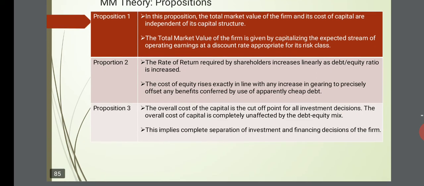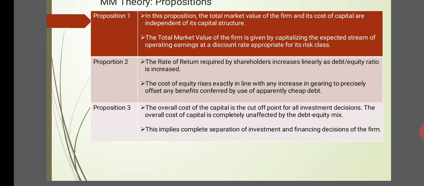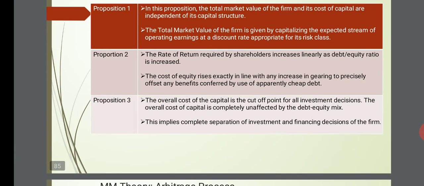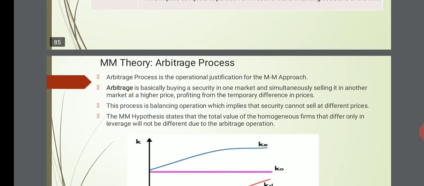Proposition 2: the rate of return required by the shareholders increases linearly as the debt equity ratio increases. The cost of equity rises exactly in line with the increase in gearing to precisely offset any benefit conferred by use of apparently cheap debt. And proposition 3: the overall cost of capital is the cutoff point for all the investment decisions. The overall cost of capital is completely unaffected by the debt equity mix. This implies complete separation of investment and financing decisions of the firm.